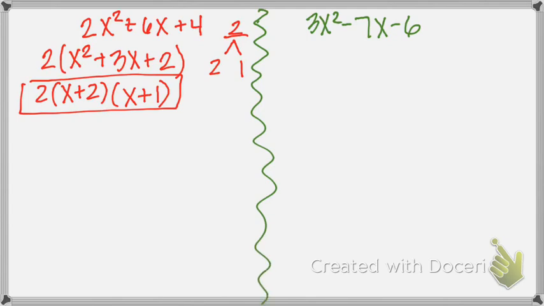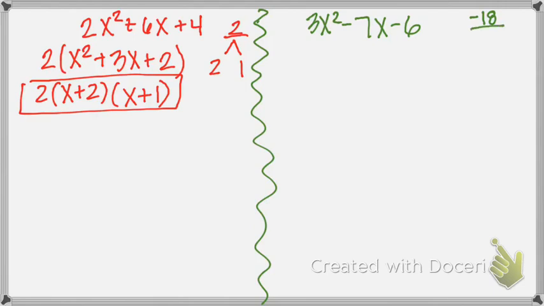3x squared minus 7x minus 6. Do we have a GCF? No. Okay, so what's my first step? Multiply a and c: 3 and negative 6. Awesome. That's going to give us negative 18.